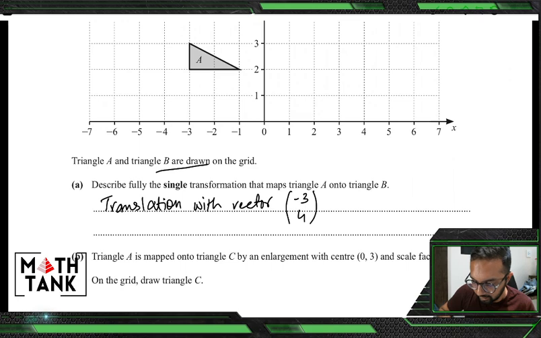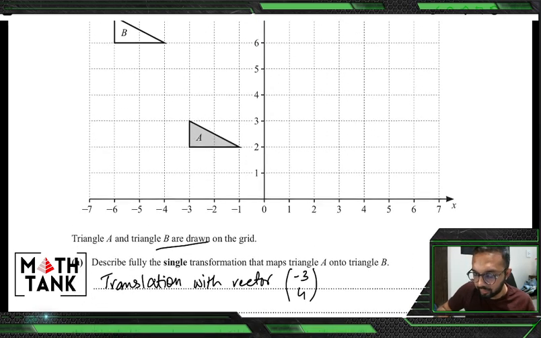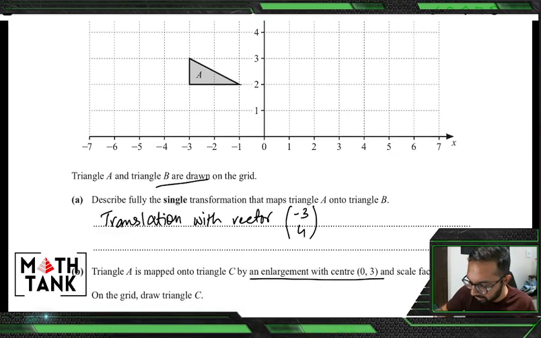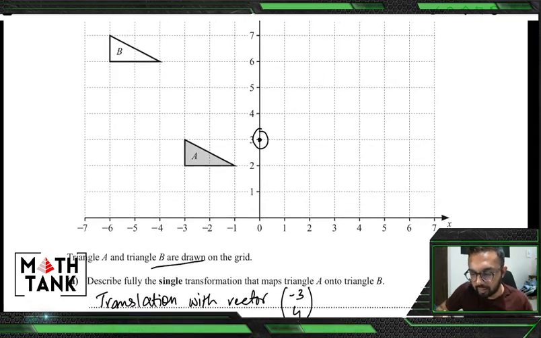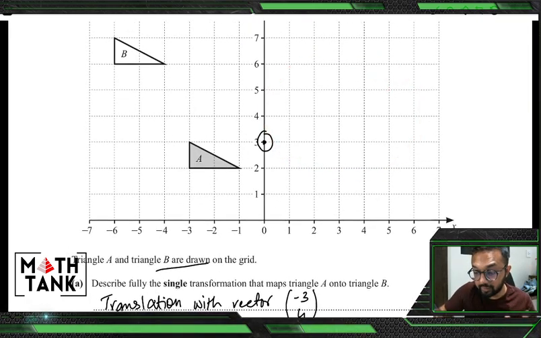Triangle A is mapped onto triangle C by an enlargement with center 0 3 and scale factor -2. So 0 3, let's first go on and mark our center of enlargement. So 0 3 is somewhere here. The scale factor is -2, which means that it's going to be on the opposite side. So I'm going to see it somewhere here.